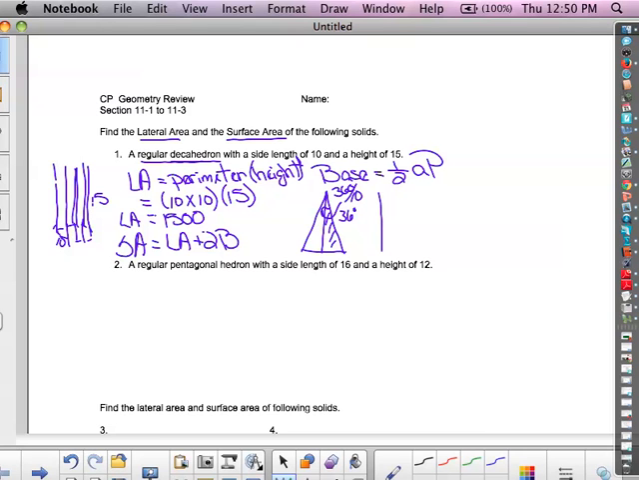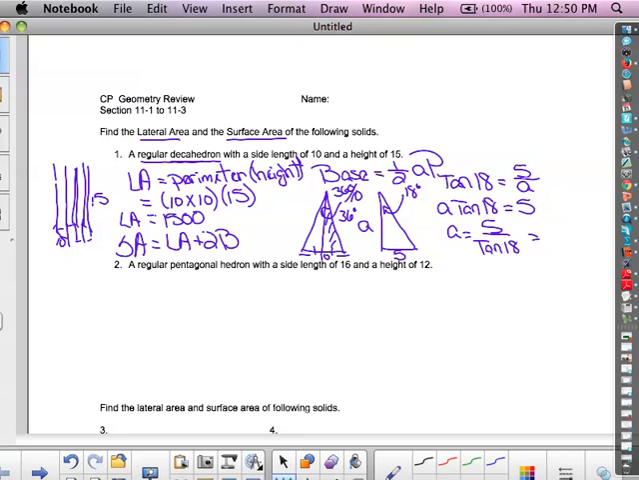Then we're going to create this triangle right here, which has an angle of 18 degrees. This side was 10, so it bisected that side. That makes this 5 and allows me to find the apothem. Remember, I'm using trig ratios here, so tangent of 18 is equal to 5 over a. So a times tangent of 18 equals 5. So a is equal to 5 divided by tangent of 18.